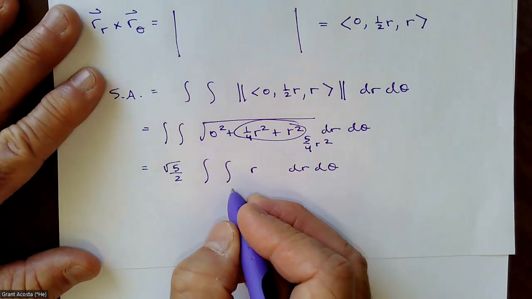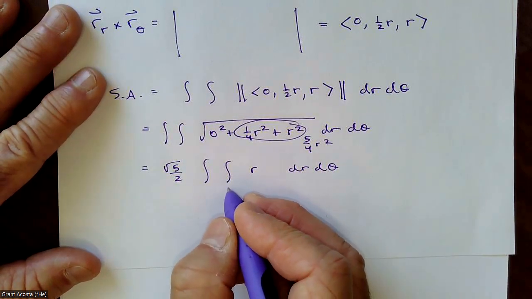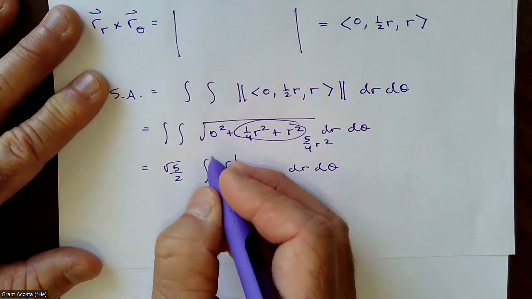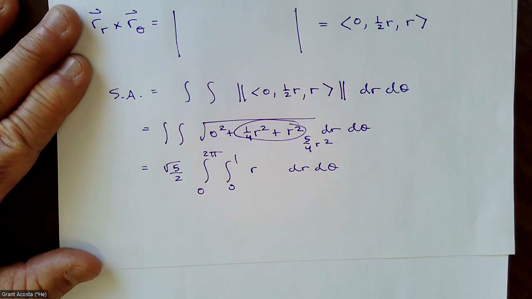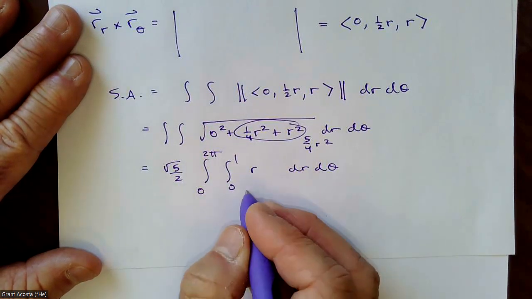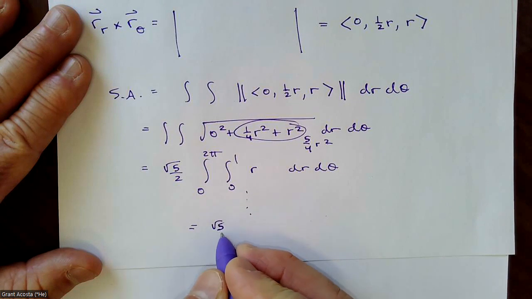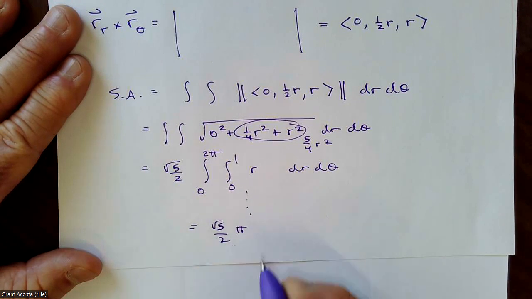R varies, remember, it was stuck inside the cylinder, x squared plus y squared equals 1. So r is going to go from 0 to 1. Theta is going to go from 0 to 2 pi. And if you finish off this integral, you should end up with √5/2 pi.